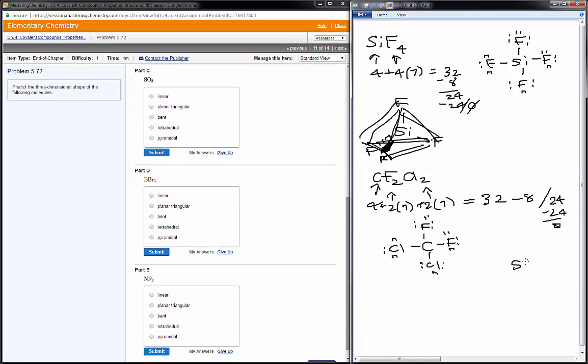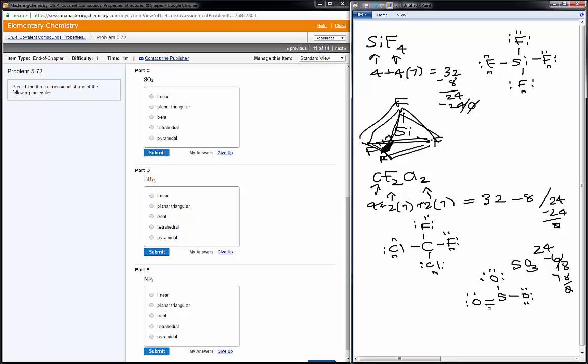For SO3, sulfur's in group 6, as is oxygen. So I have 4 atoms at group 6, so I have 24 electrons here. Sulfur's in the middle, and I'm attached to 3 oxygen atoms. That uses up 6 electrons. I have 18 remaining. If I distribute on exterior atoms to fill the octet for each of these oxygen atoms, I'm going to need to add 6 to each, and that uses up all 18 of my remaining electrons. I have nothing left, and so I'm going to have to move 2 of those into the middle in order to make an octet for the sulfur.